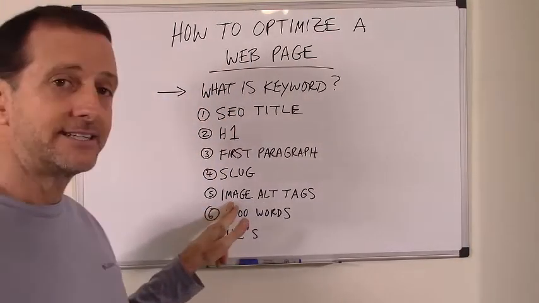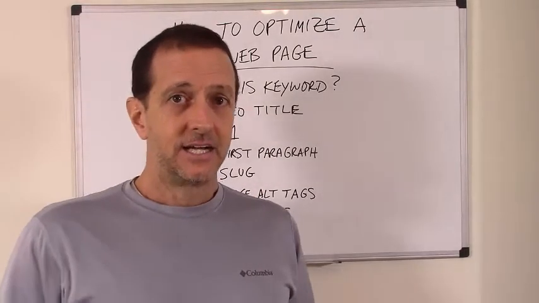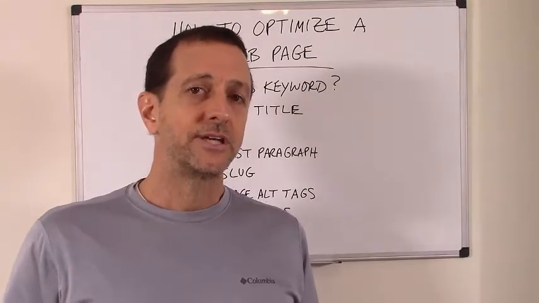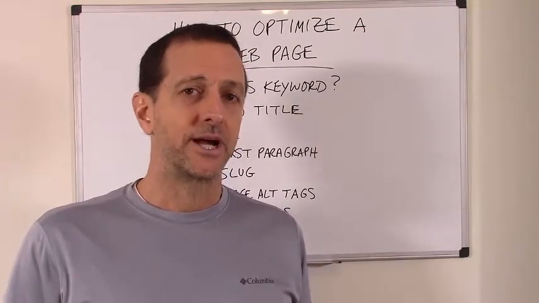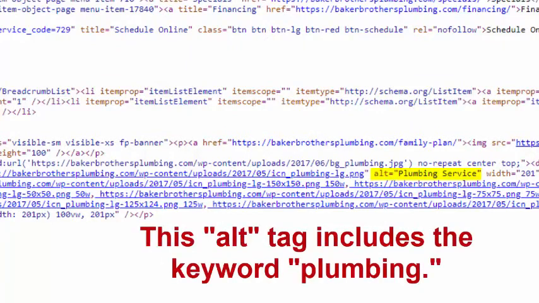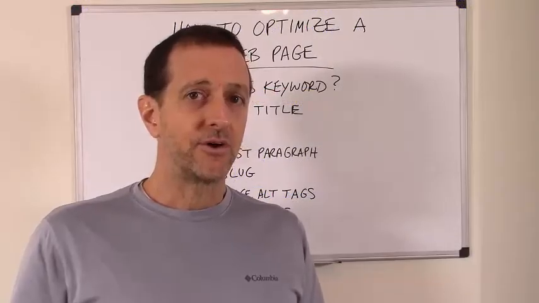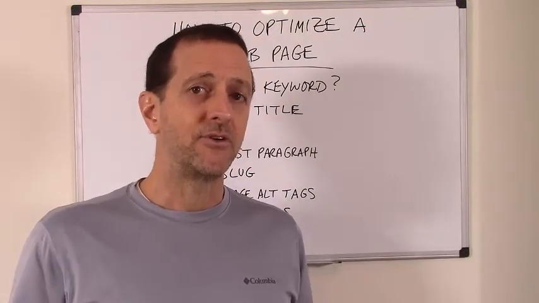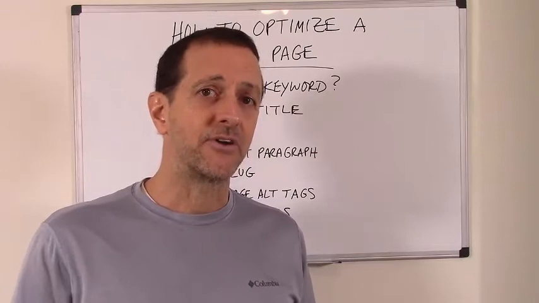Next is image alt tags. Now, you might have a beautiful website with lots of images on it, but those images aren't going to help your website rank better. What will help it rank better is words. And in the case of images, there's an alt tag which tells Google what this picture is about. And if you're able to work your keyword into that alt tag as a description, then you want to do that. That will give you an advantage again over your competitors, because they're not going to this length.